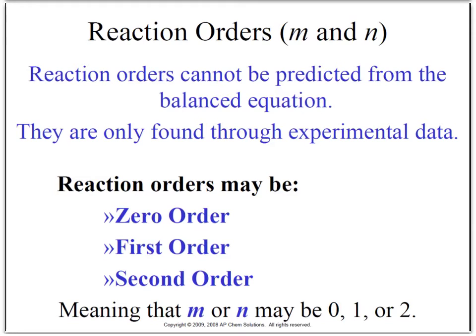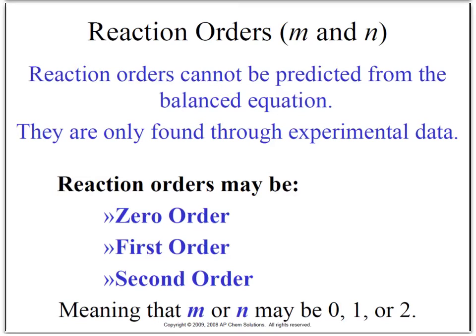So the possible orders are 0, 1st, or 2nd. That means that the values of M or N can be 0, 1, or 2. They can also be fractions and decimals in real life, and that's just because of the way reactions actually occur in the real world. But for our sakes and for calculations, they're almost always going to be 0, 1, or 2 exactly, so whole numbers only. Third order reactions are very, very rare, but there are some that exist out there. There's no such thing as a fourth order reaction.